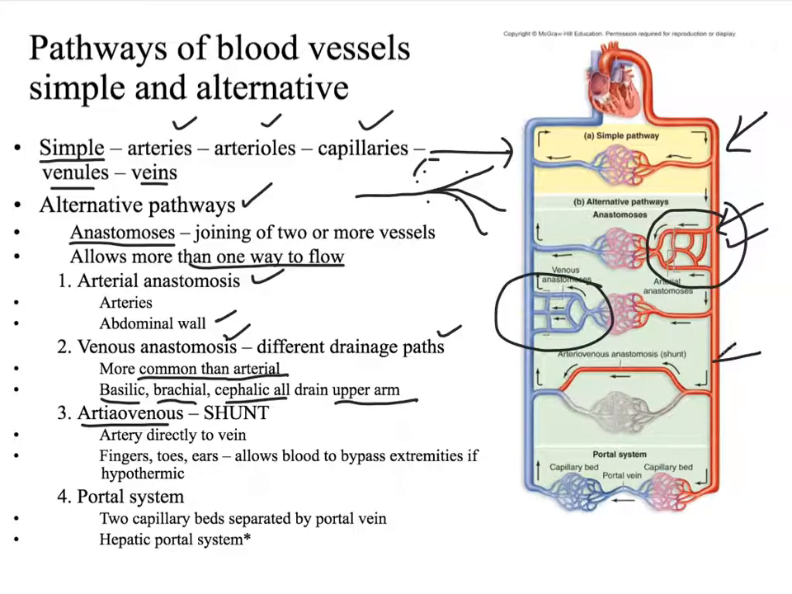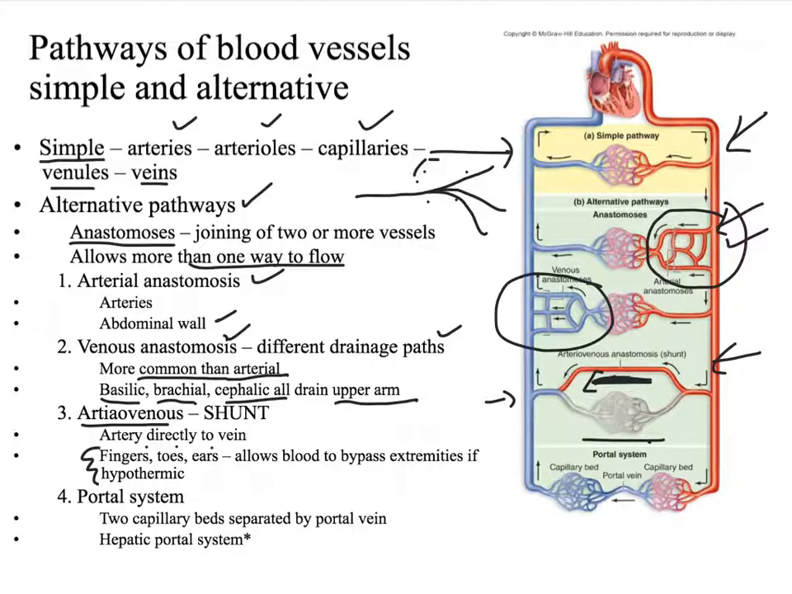Now the third one is an arteriovenous anastomosis, which is a shunt. What happens with it is we totally bypass something. We're going to shunt around it. It's almost like a little shuttle. You go around the capillary bed, and we don't need to take the blood to the capillary bed. An example of that is if you're cold or hypothermic, your body is trying to keep the core warm. So the arteries will shunt the blood straight to the veins, and it won't take it to the capillaries in your fingers or your toes or your ears.